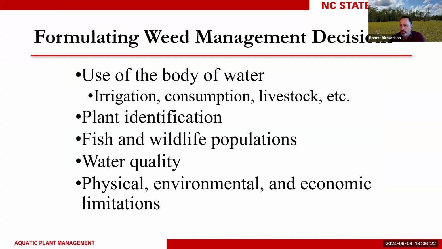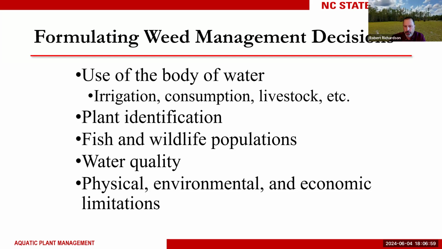So as we move into our weed management decision-making, the use of the body of water is very important. We need to identify all the potential uses and be sure we protect those uses, whether it's irrigation, recreation, fishing, transportation, getting boats out, that sort of thing. Also, weed identification is very important. We have to know our target species. In this case, it's Eurasian water milfoil, but we also have to know if there are any desirable species there that we want to protect. So we want to try to design management programs that will take out our invasive plants, but leave native plants.